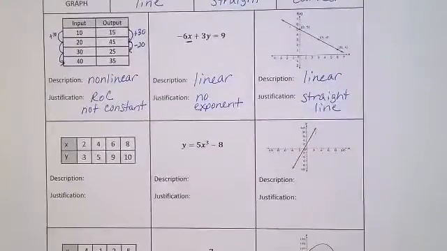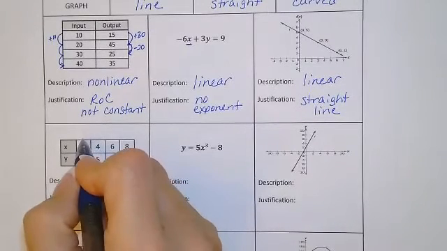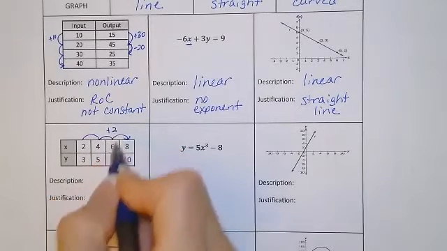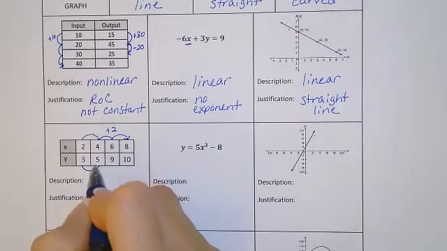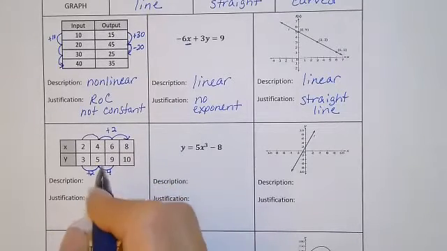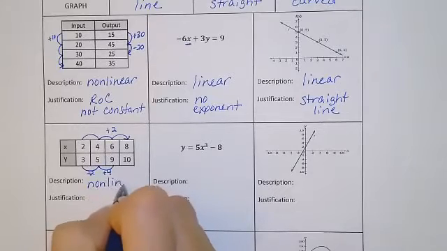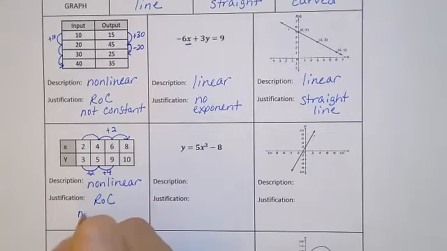All right, next table. Again, we're going to look at the rate of change. So from 2 to 4 to 6 to 8 is an increase of 2 each time. From 3 to 5 is an addition of 2. And from 5 to 9 is an increase of 4. So we do not have a constant rate of change. So this is nonlinear. Again, rate of change, not constant.